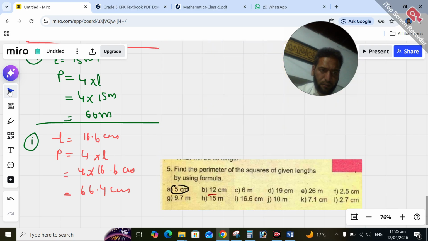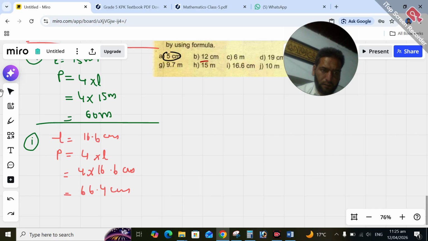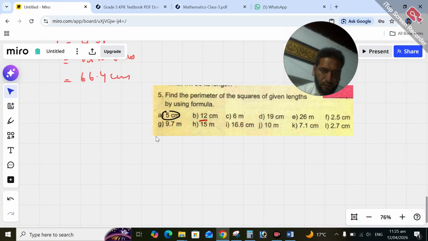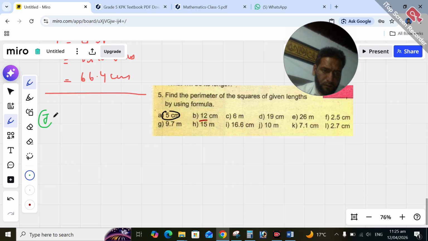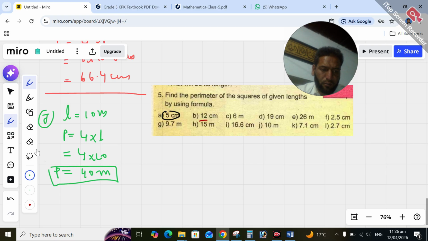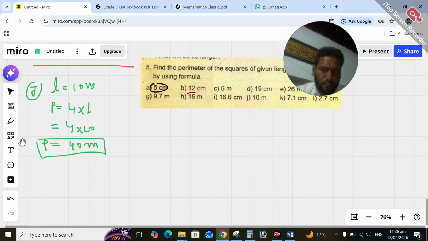Now the next question is part J. This is one side given, that is 10 meter, so the perimeter of the square is 4 times the length of one side, 4 multiplied by 10, this is equal to 40 meter is the required perimeter of this square.